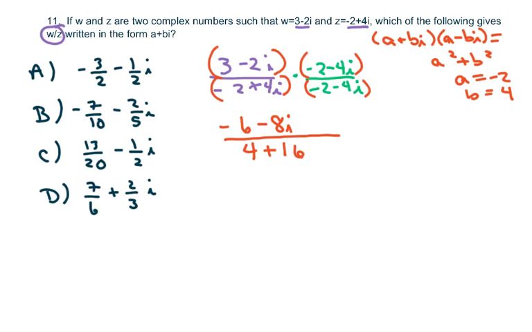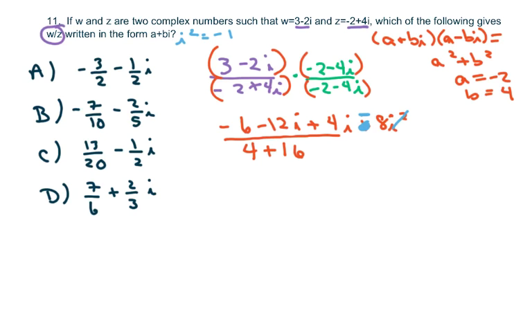Oops, sorry, I'm skipping steps. So let me not do that. So we have negative 12i plus 4i plus 8i squared. And again, i squared equals negative 1. So I'm just going to take that out and change this to a negative. Change the sign in front.